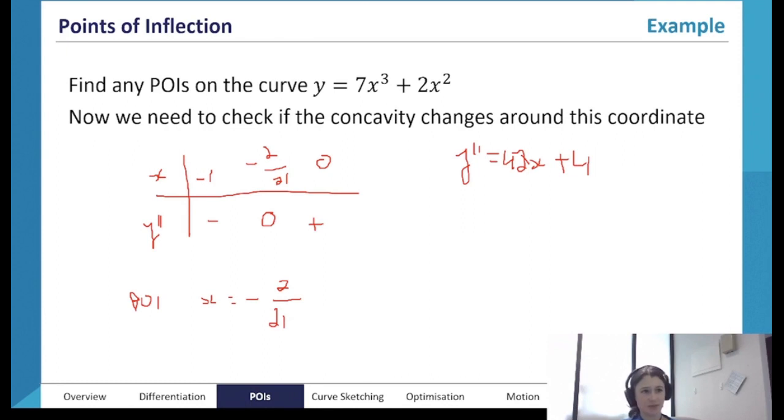Quick tip, sometimes questions will ask you to find the coordinate. If they ask you to find the coordinate of a point of inflection, make sure you find the corresponding y value, because just finding the x value of the point of inflection won't be enough.